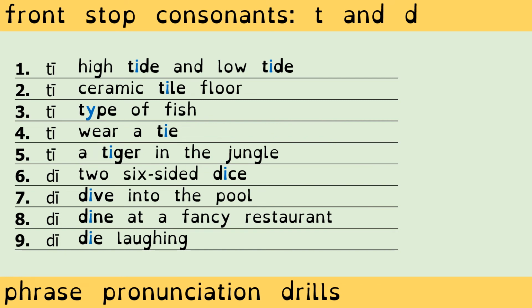The long I sound. Number 1. Tie. High tide and low tide. Number 2. Tie. Ceramic tile floor. 3. Tie. Type of fish. 4. Tie. Wear a tie. 5. Tie. A tiger in the jungle. 6. Die. 2 six-sided dice. 7. Die. Dive into the pool. 8. Die. Dine at a fancy restaurant. 9. Die. Die laughing.